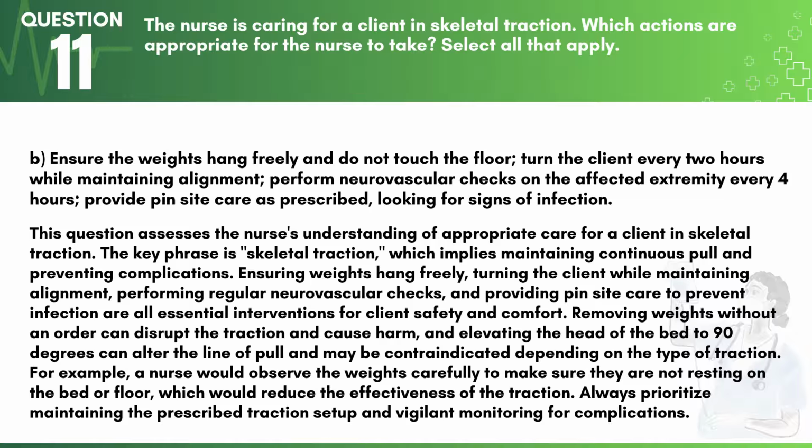Removing weights without an order can disrupt the traction and cause harm, and elevating the head of the bed to 90 degrees can alter the line of pull and may be contraindicated depending on the type of traction. For example, a nurse would observe the weights carefully to make sure they are not resting on the bed or floor, which would reduce the effectiveness of the traction. Always prioritize maintaining the prescribed traction setup and vigilant monitoring for complications.